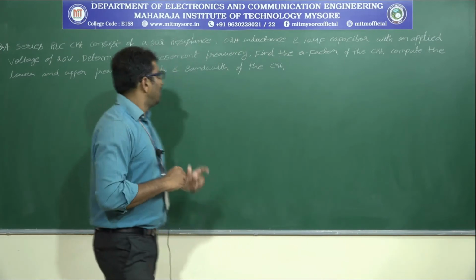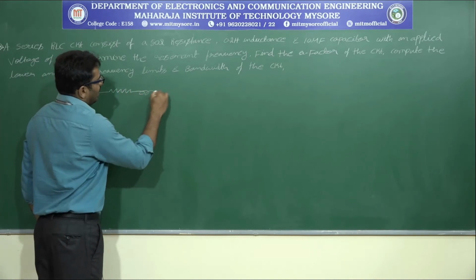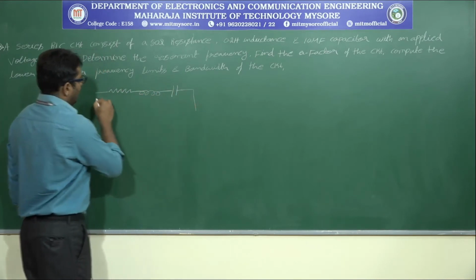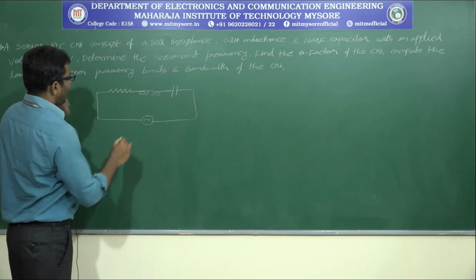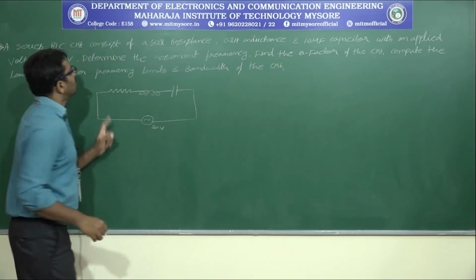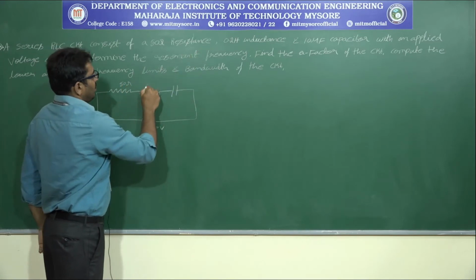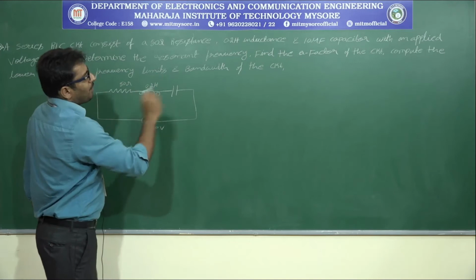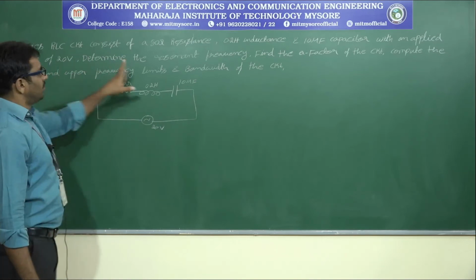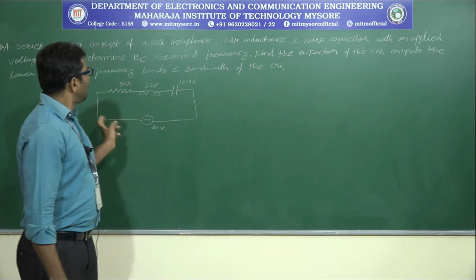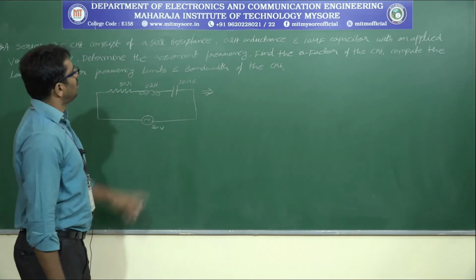Anyhow, first let me draw a circuit diagram for the given data. R, L, C are connected in series across a supply of how much? 20 volts. What is the resistance value? 50 ohm resistance, inductance value 0.2 Henry and capacitance value 10 microfarad. Applied 20 volt. Okay, this is the given data. So for the given data, first we can calculate. What is the first part of the question?